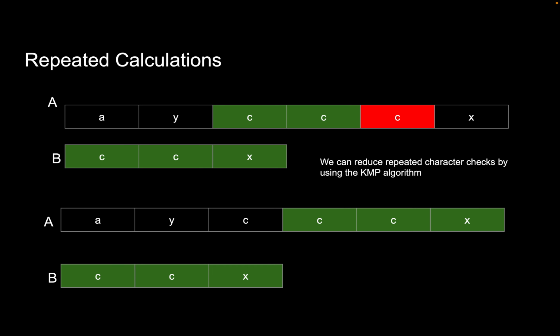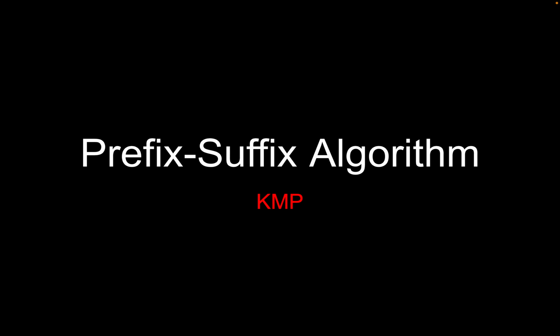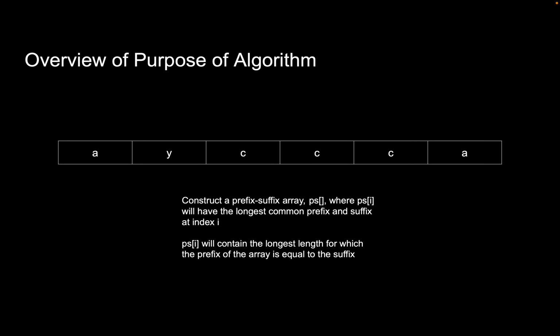Yes, there is. We can reduce the repeated character checks by using the KMP algorithm, which I'll refer to as the prefix suffix algorithm here. The purpose of this algorithm is to construct a prefix suffix array called PS, where PS[i] will have the longest common prefix and suffix up till index i.